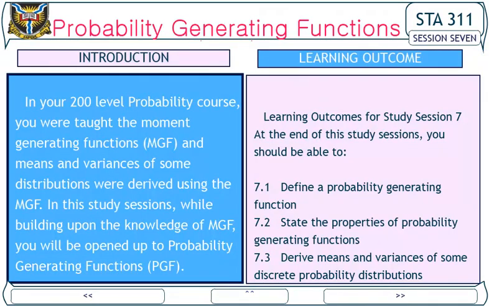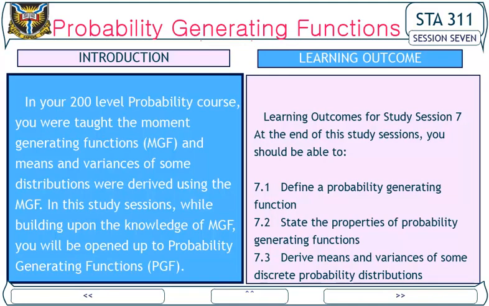Introduction. In your 200 level probability course, you were taught the moment generating functions (MGF), and means and variances of some distributions were derived using the MGF. In these study sessions, while building upon the knowledge of MGF, you will be introduced to probability generating functions (PGF). Learning outcomes for study session 7.